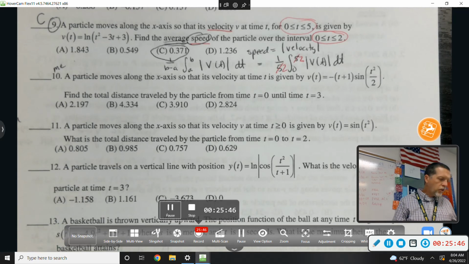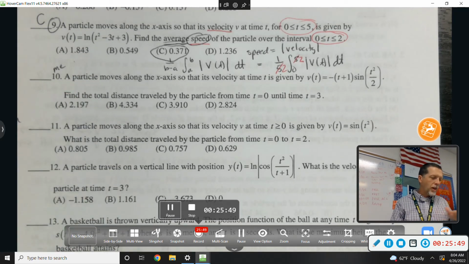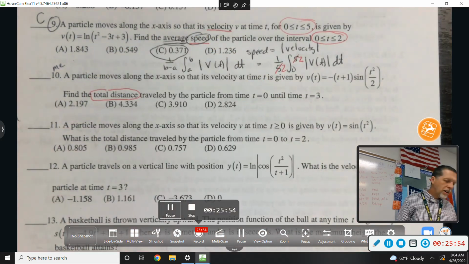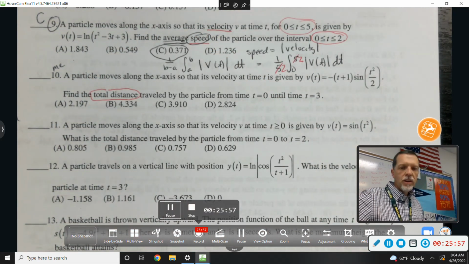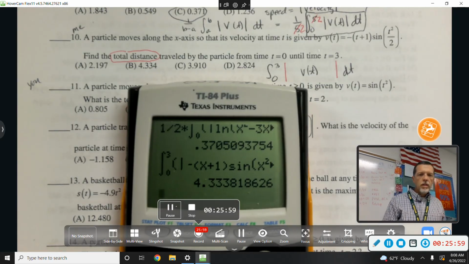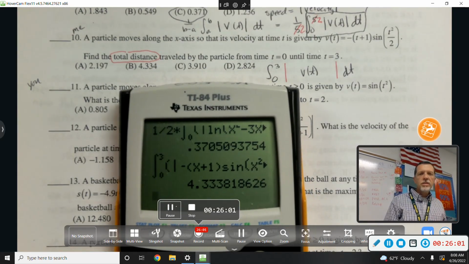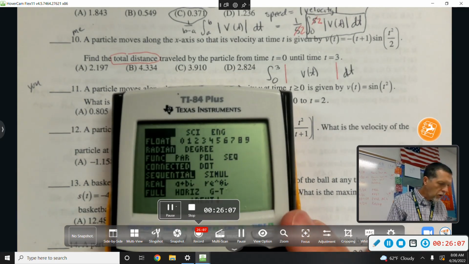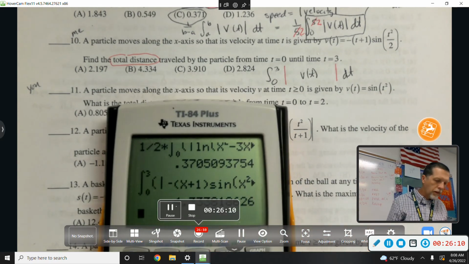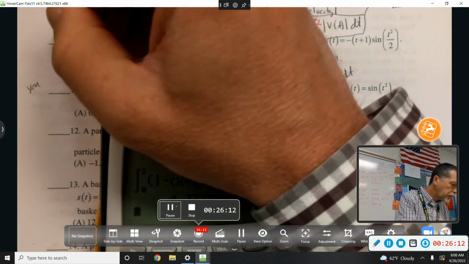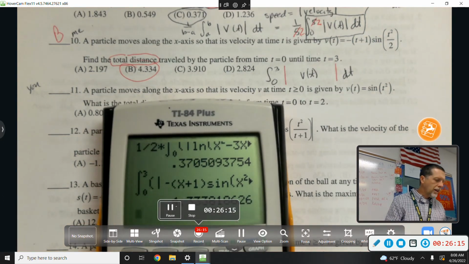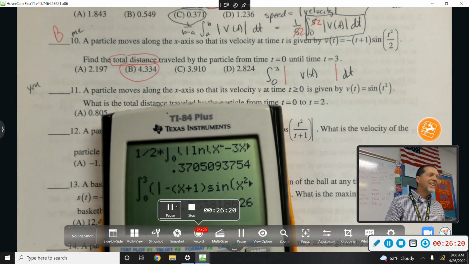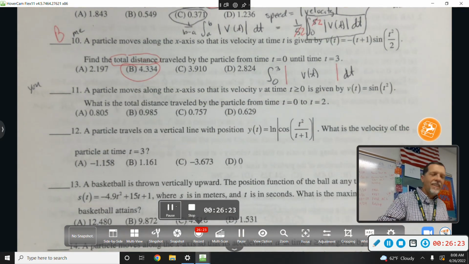Why don't you try, I had 10 marked for me to do, but I think we've talked about total distance versus displacement enough. Why don't you try number 10, and we'll see if we get the same thing. So this one's kind of a pain to type all the stuff in. Make sure you get everything positioned right. Also make sure you're always in radians, but 4.334 is my answer. All right, I will leave the rest for you to do.